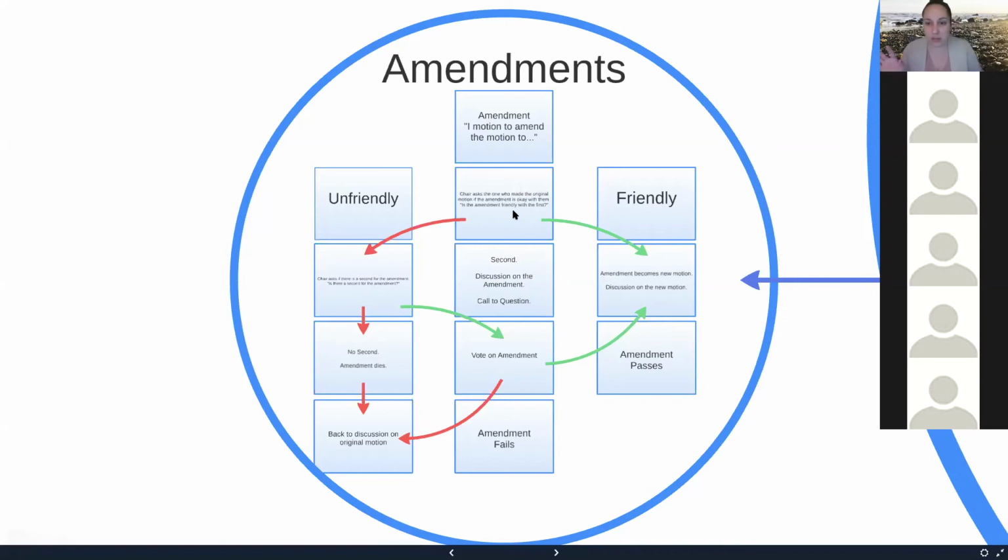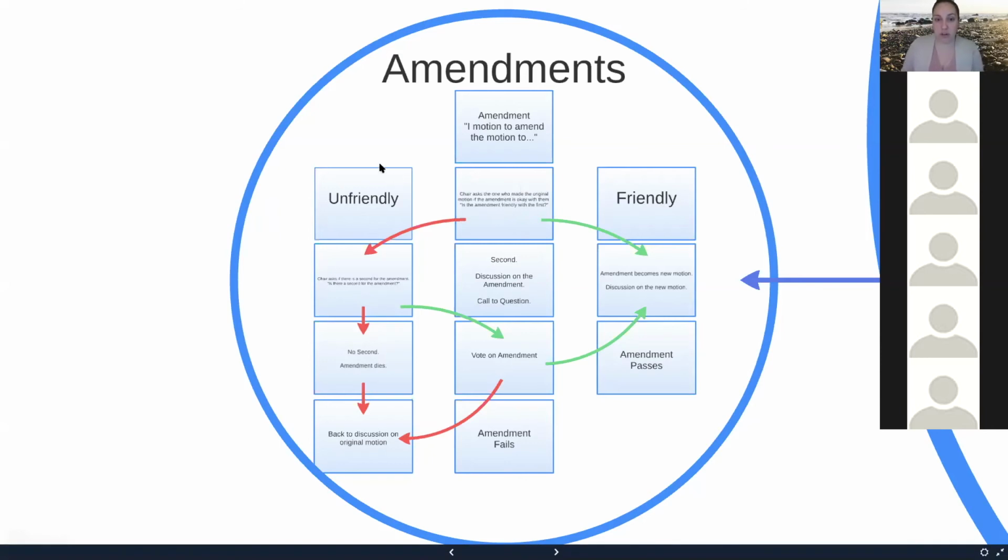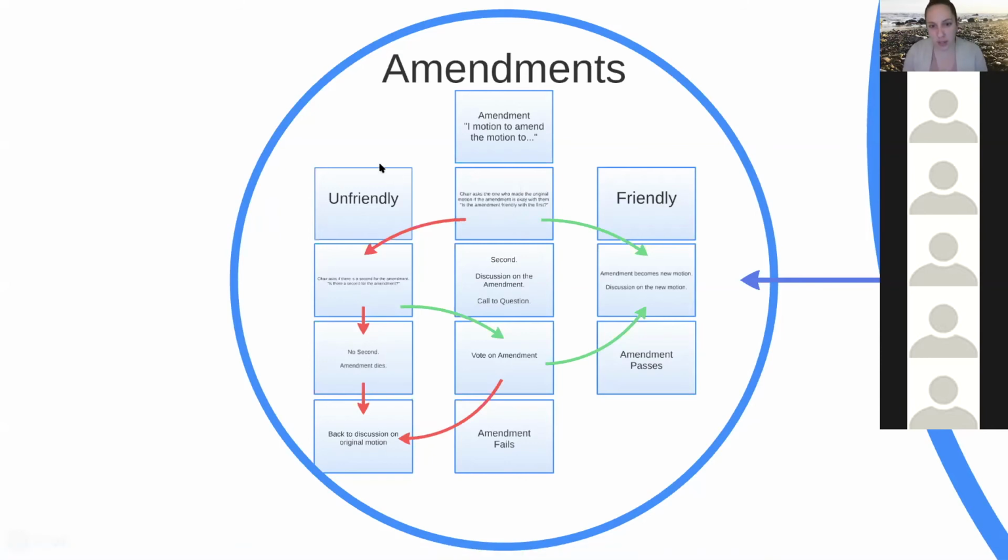So that end of it is pretty simple. If it is friendly with the first, then the amendment becomes adopted, and then you get to move along through the standard procedure the way that you normally would. If it's unfriendly with the first, this is where we have a couple more steps. And so we'll walk through that right now.